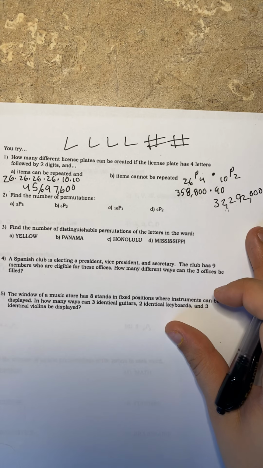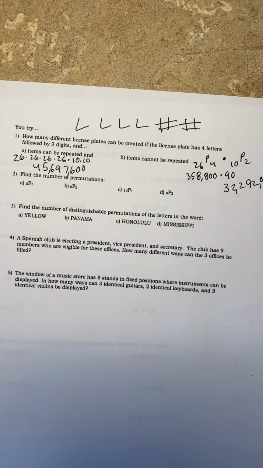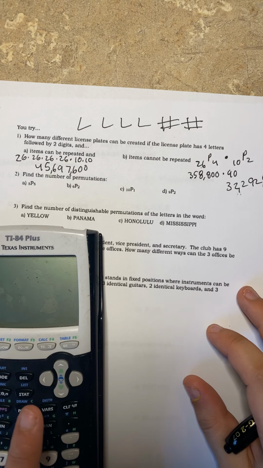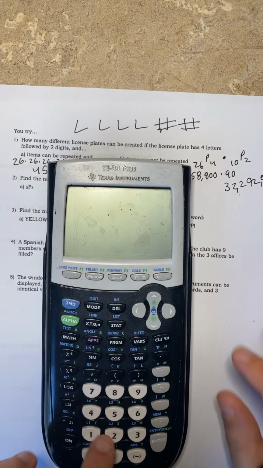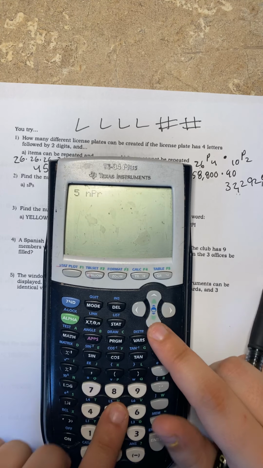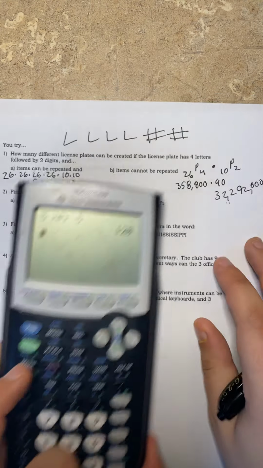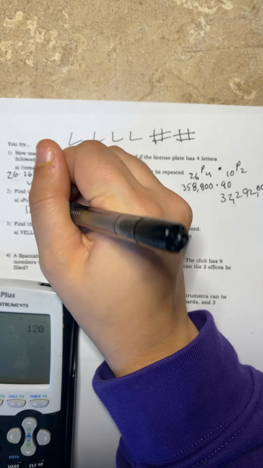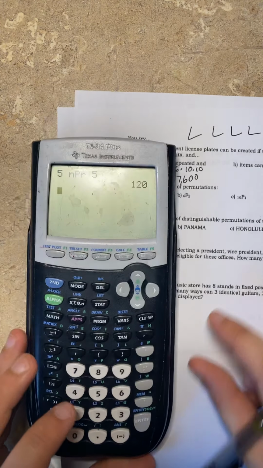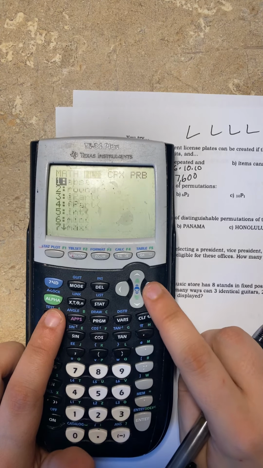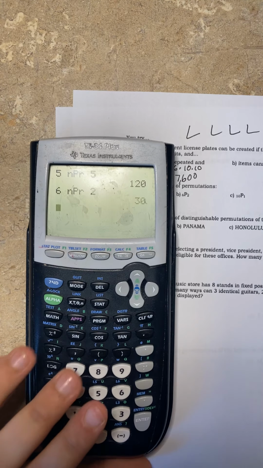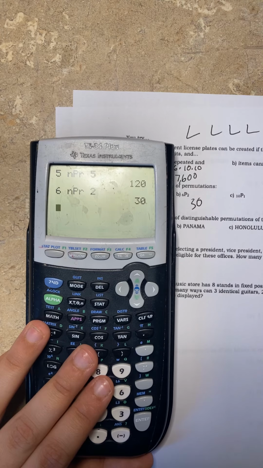All right, so find the number of permutations. This is just kind of calculator practice. When I have 5 choose 5, you can do it in the calculator: math, go to your probability, and then we're choosing 5, so that means that's 120 different options. So then we have 6 choose 2. Again, just type in 6, go to math, go over to probability, and hit that nPr, and we're going to choose 2. So that's 30 different options.